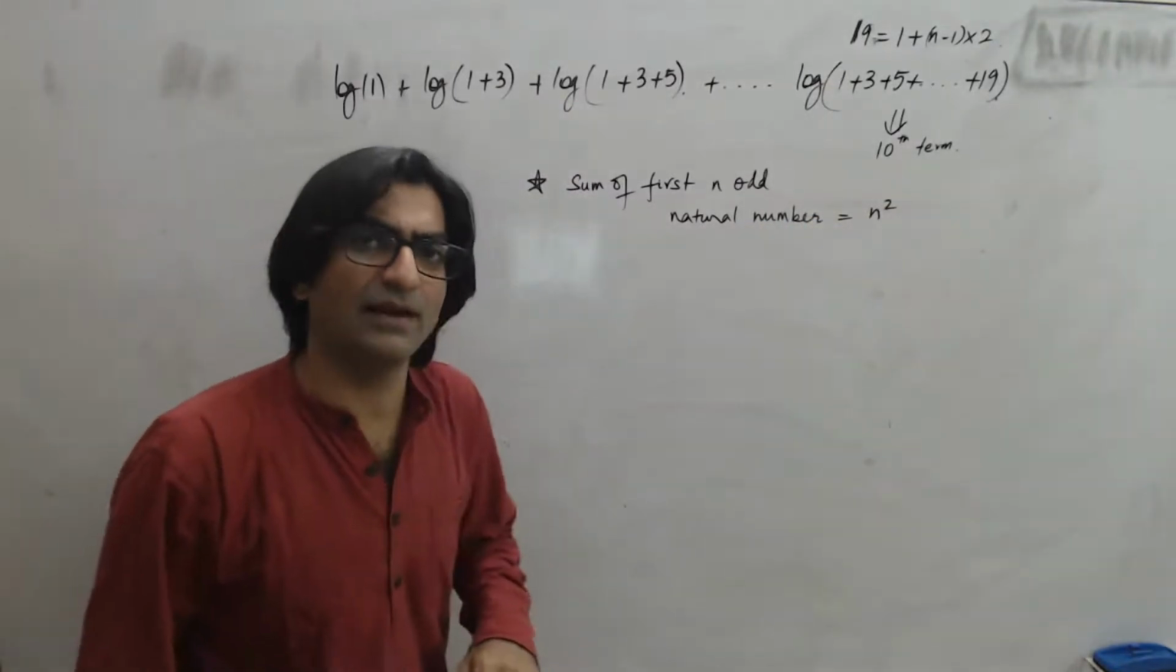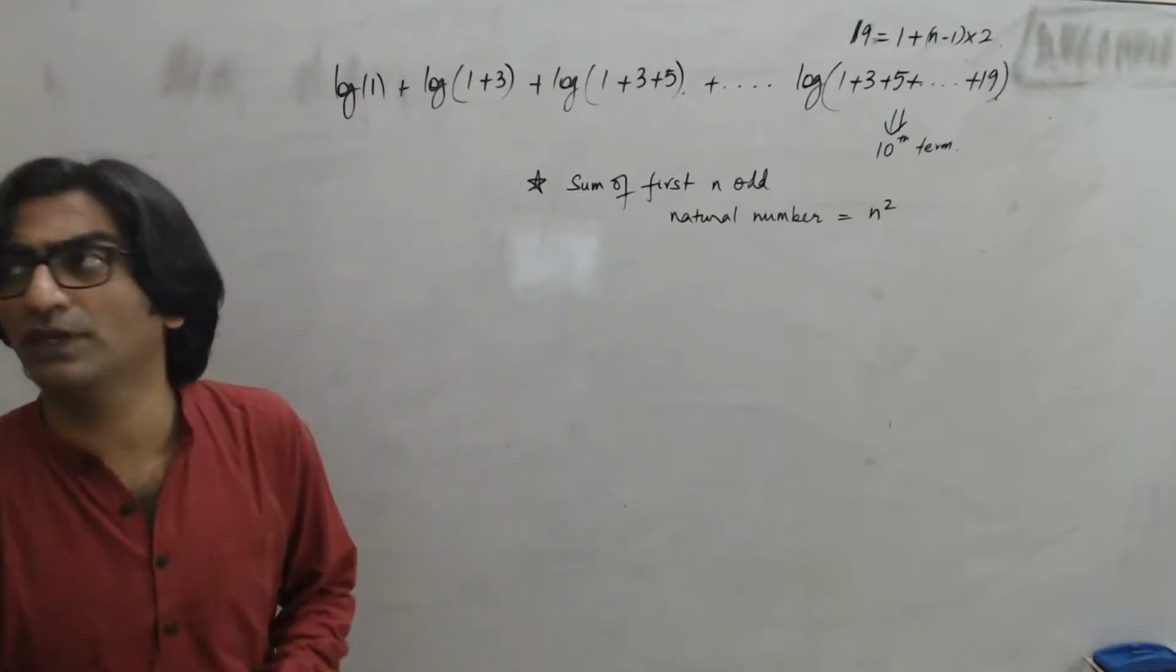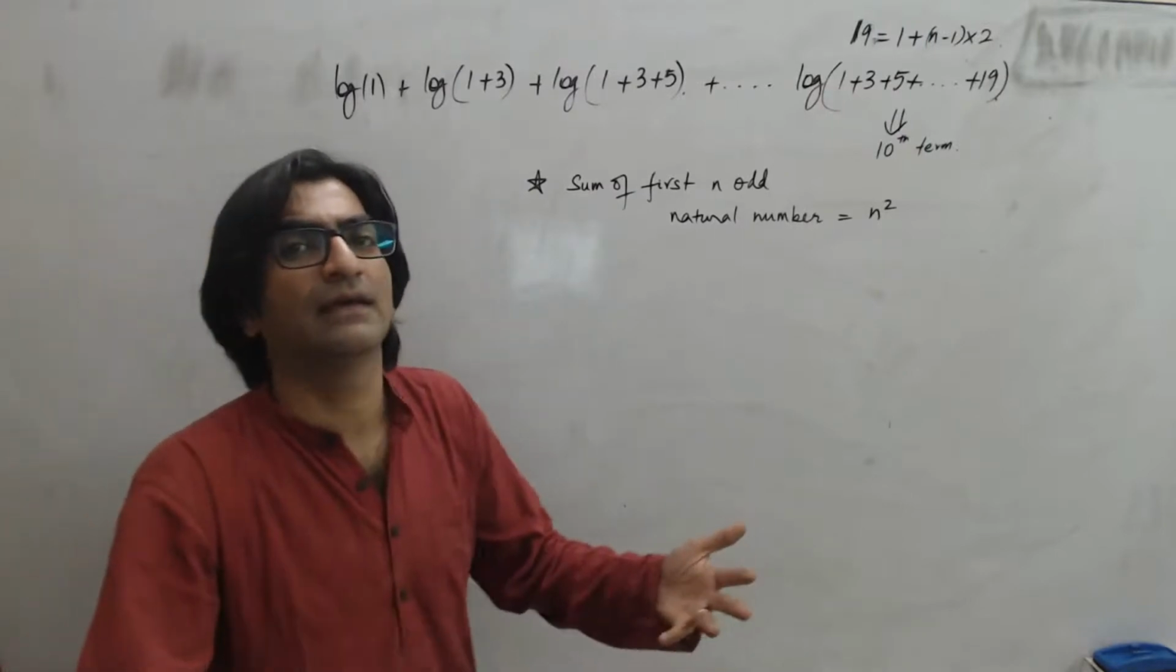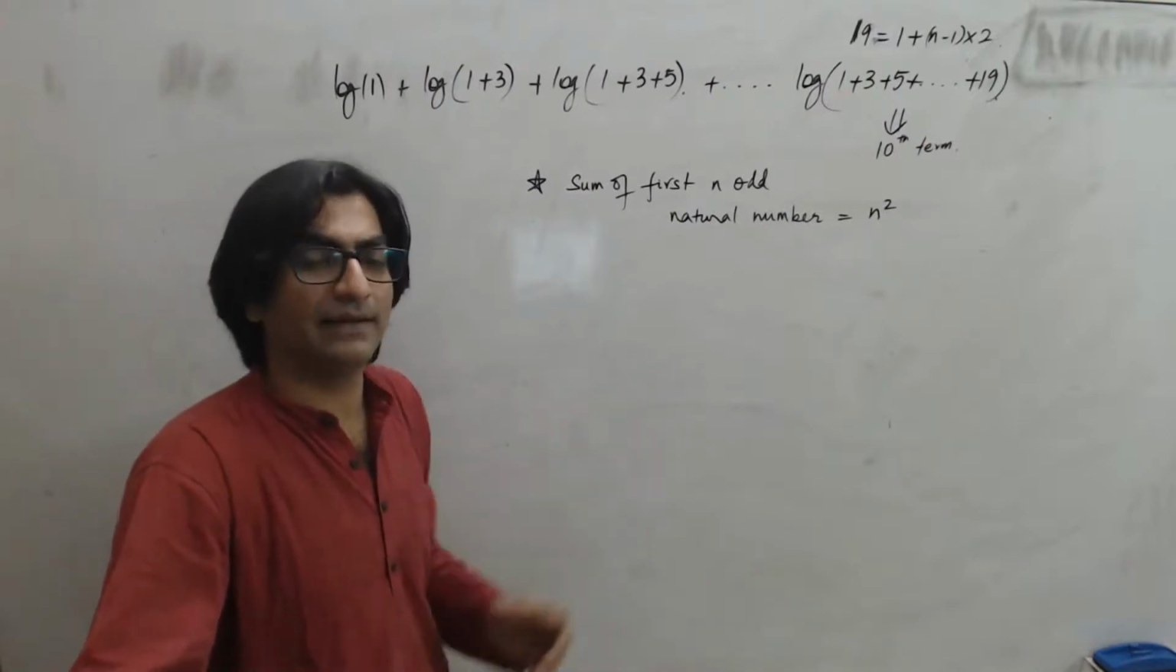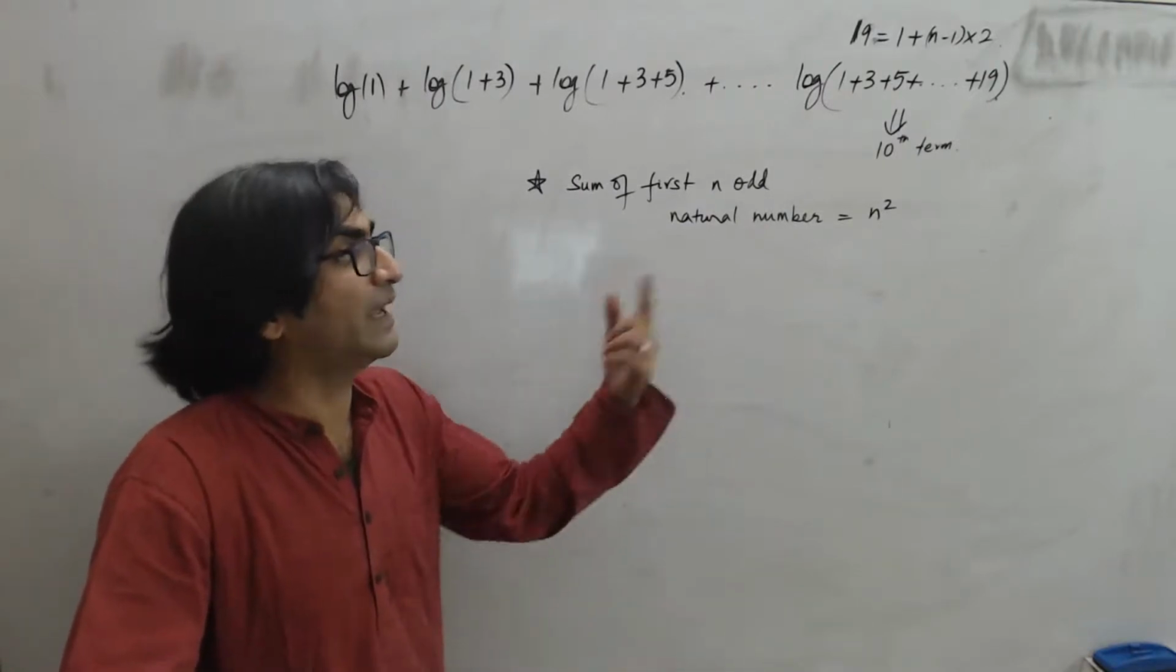Sum of the first n odd numbers, natural numbers. So 1, 3, 5, 7 till the nth number will always be n square, right?